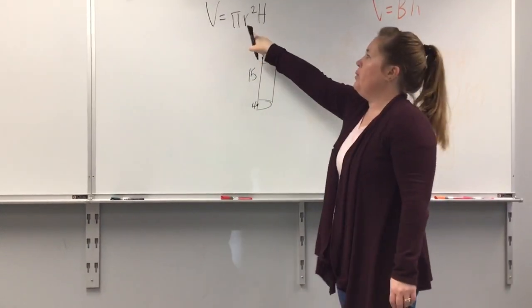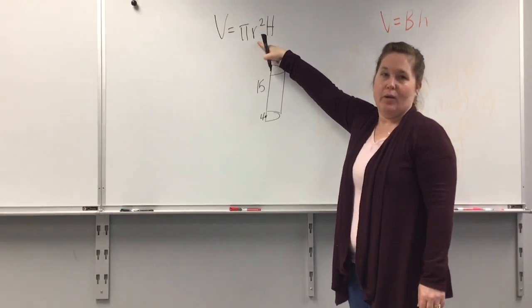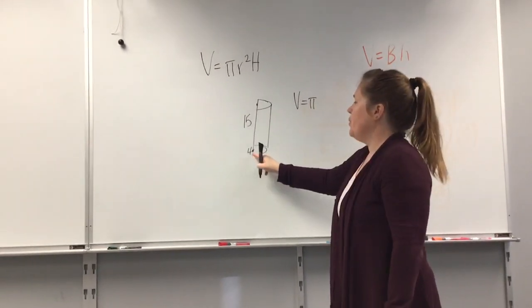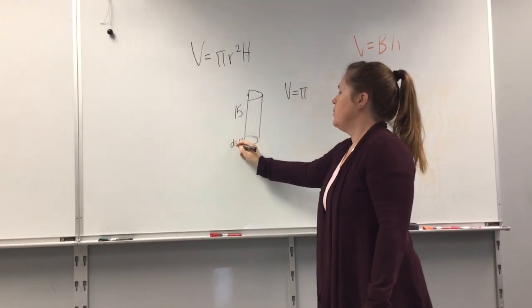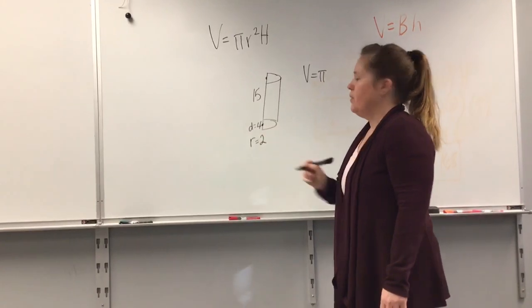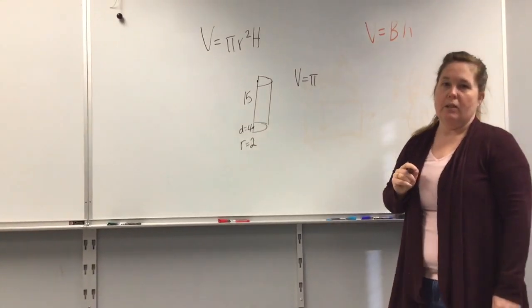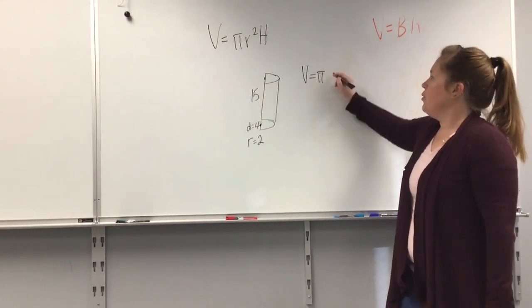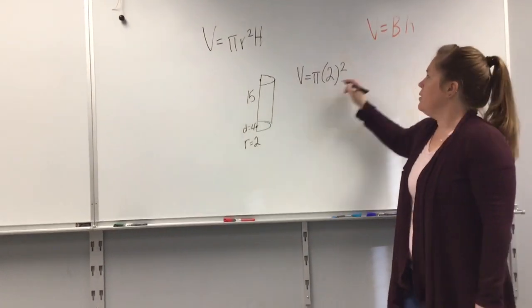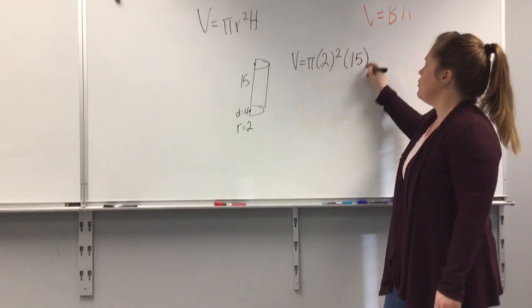Now, our formula doesn't have diameters in it, it has radiuses. So when we put this into our formula, we need to figure out what the radius is. Radius is half of my diameter. So my radius is going to be 2. So when we put this into our formula, I have pi times 2 squared times my height, which my height of my cylinder is 15.